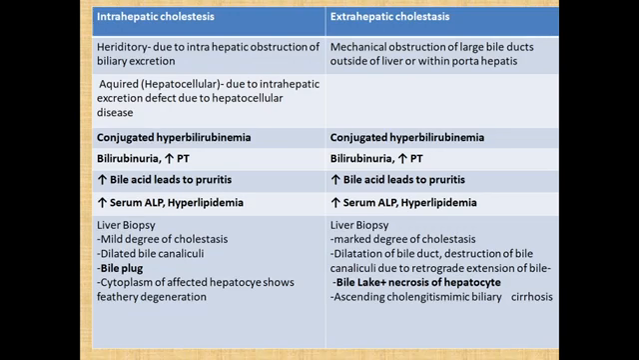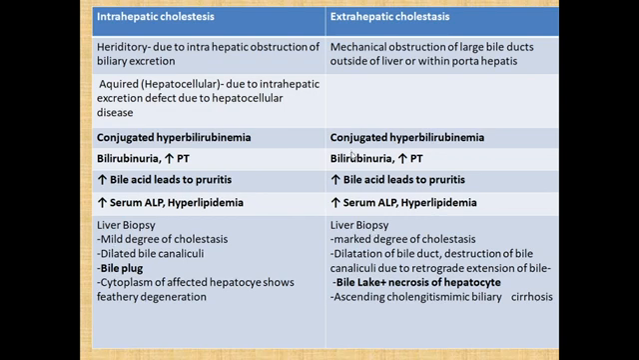So, what are some common features and what are the differentiating features of intrahepatic cholestasis and extrahepatic cholestasis are narrated in this tabular form. There are two types of intrahepatic cholestasis, either hereditary cause or acquired cause, and extrahepatic due to mechanical obstruction, as we have seen earlier. These all are common findings.